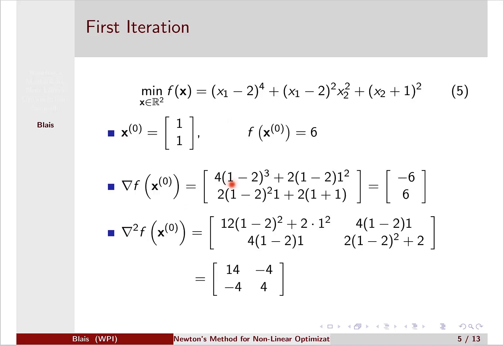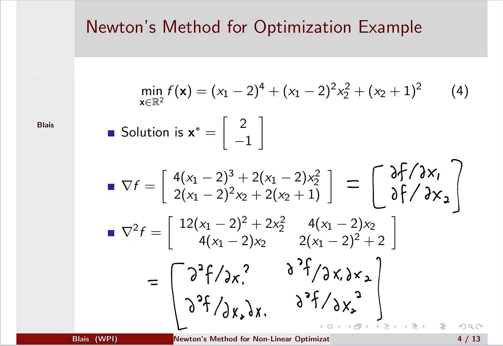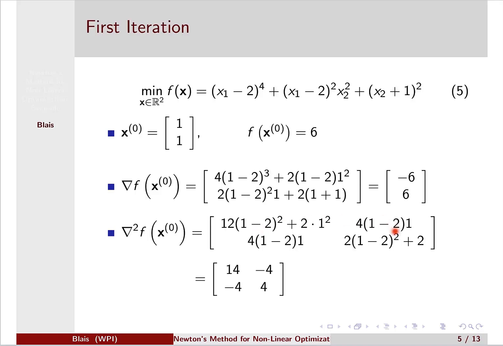So we see that here. We're plugging in 1 for x1 and 1 for x2. And when we evaluate this expression, we get minus 6, 6. We do the same for the Hessian. So we plug in 1 for x1 and 1 for x2. And when we do that, we end up with this matrix, 14 minus 4 minus 4, 4.